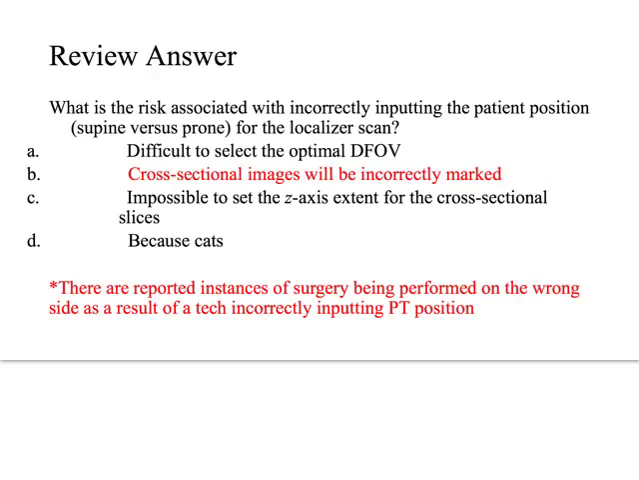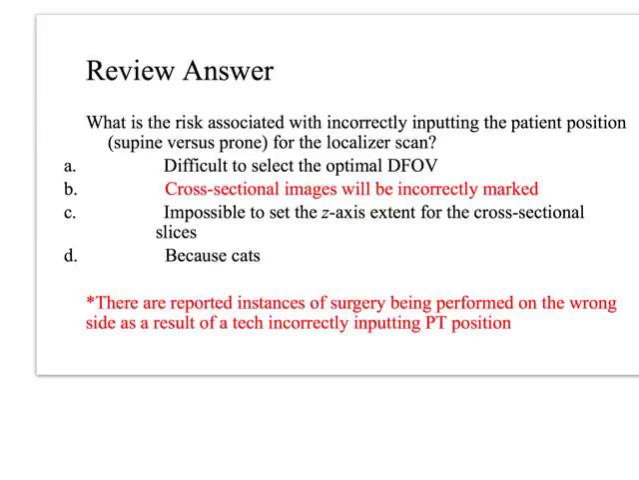But the cross-sectional images would be incorrectly marked. They would be incorrectly marked. So we might still have an optimal display field of view, right? We might still be able to set the z-axis, the area that we want to scan. We'd still be able to draw that box on there. But the machine's going to think the head is where the feet are supposed to be, right? Or something like that.